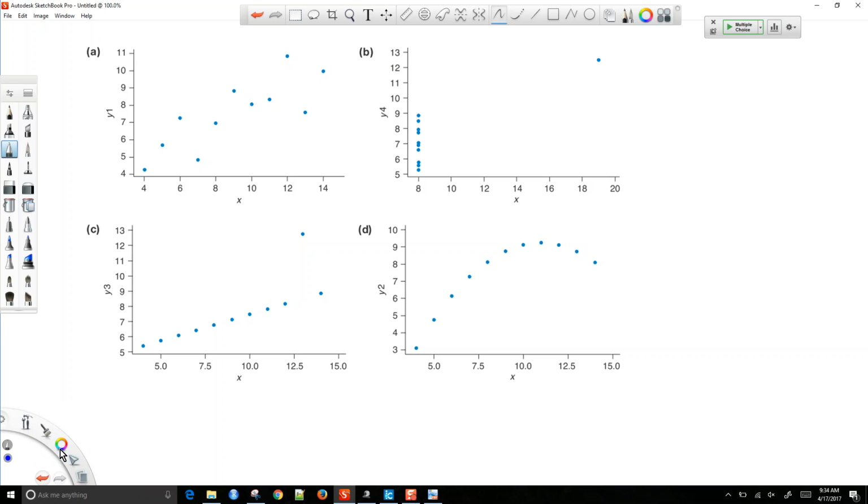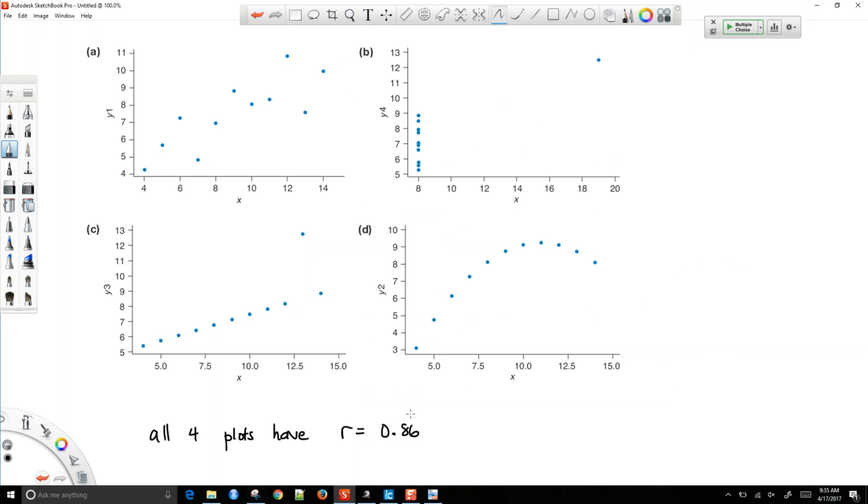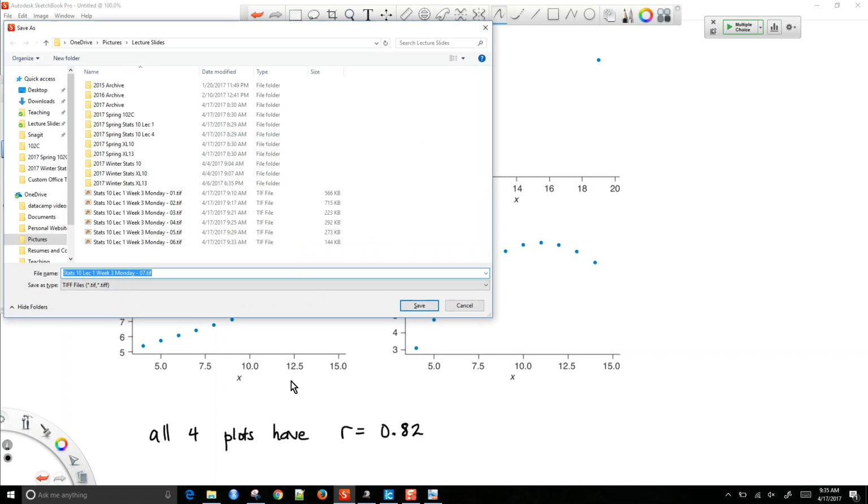All four of these plots have R equal to 0.82. All four have the same correlation, but the interpretation of the correlation really only makes sense for this one. It makes sense here. But in all of these other ones, it does not make sense to use R equal to 0.82 as an interpretation of the relationship between X and Y.